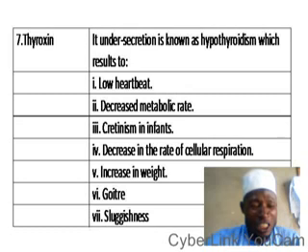This decrease in the rate of cellular respiration leads to increase in weight. That is, it leads to overweight. Another effect of this hypothyroidism, which results from the undersecretion of thyroxine, is goiter. Then the last effect of undersecretion of thyroxine, that is hypothyroidism, is sluggishness.